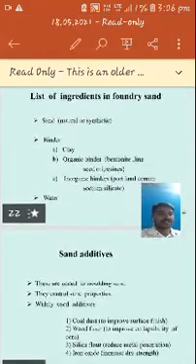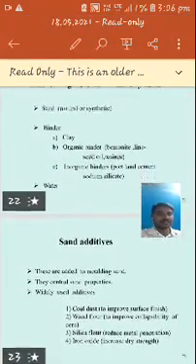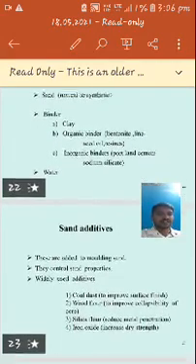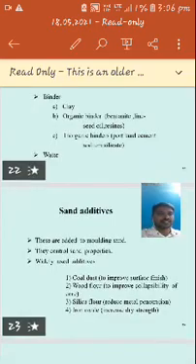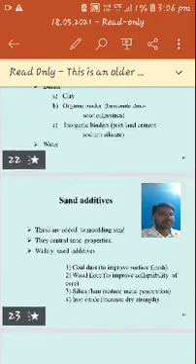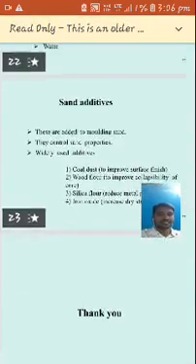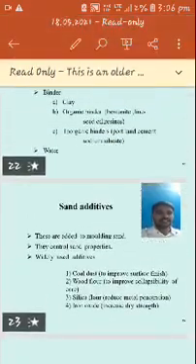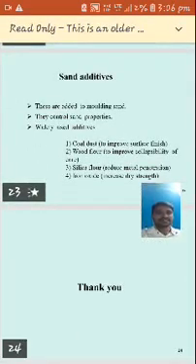Sand binders are clay binders, organic binders and inorganic binders. Clay binders are generally clay, and organic binders are bentonite, resin, oil and resins. Inorganic binders are Portland cement and sodium silicate. So these are the things we have studied in this class. The remaining things will be discussed in the next class. Thank you.